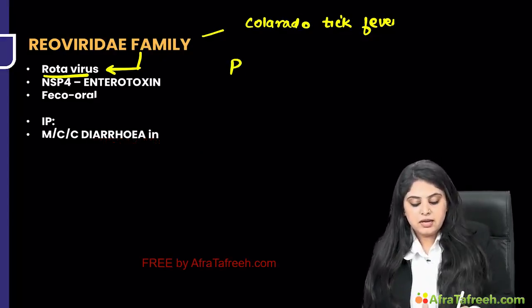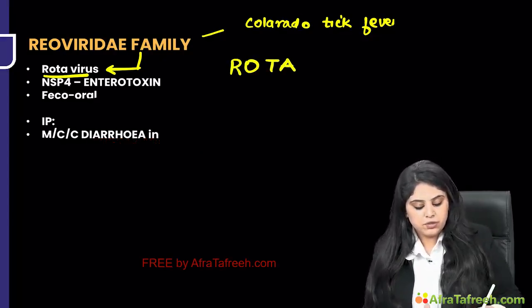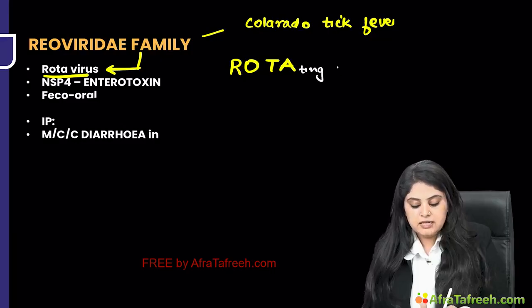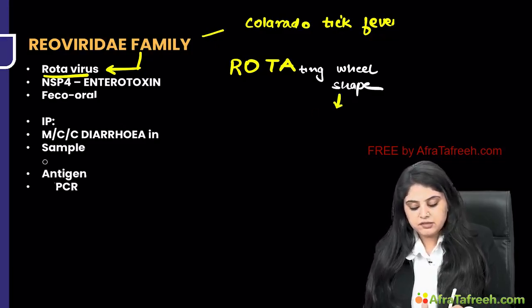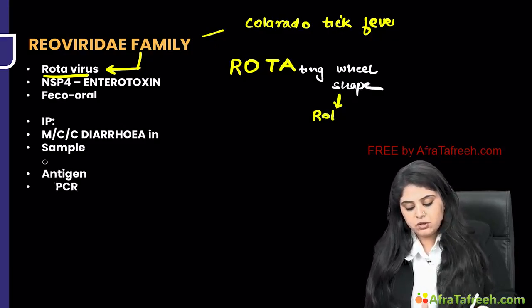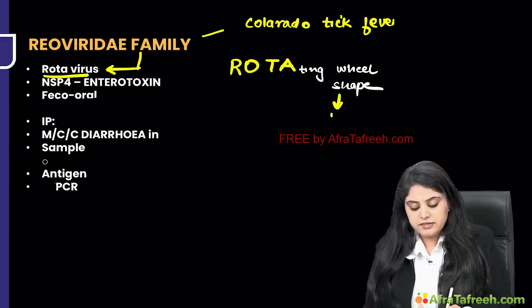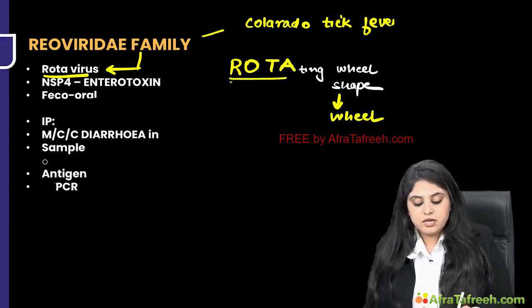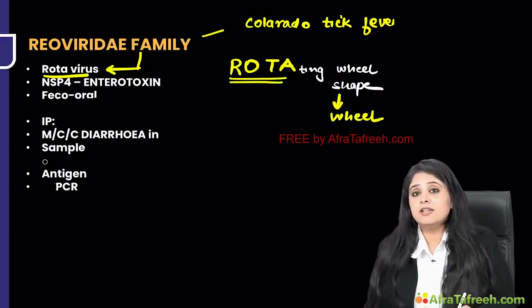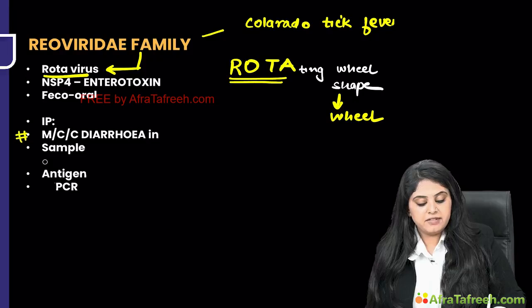Rotavirus causes, number 1, I'll write it again. I told you it is like a rotating wheel. So if someone asks you what is the shape of this virus for the diagnosis, just learn it as a wheel. The shape of this virus is going to be a wheel. And why did I say rota? Because there is a rota hua bachcha. Why rota hua bachcha? Because that kid is having diarrhea.